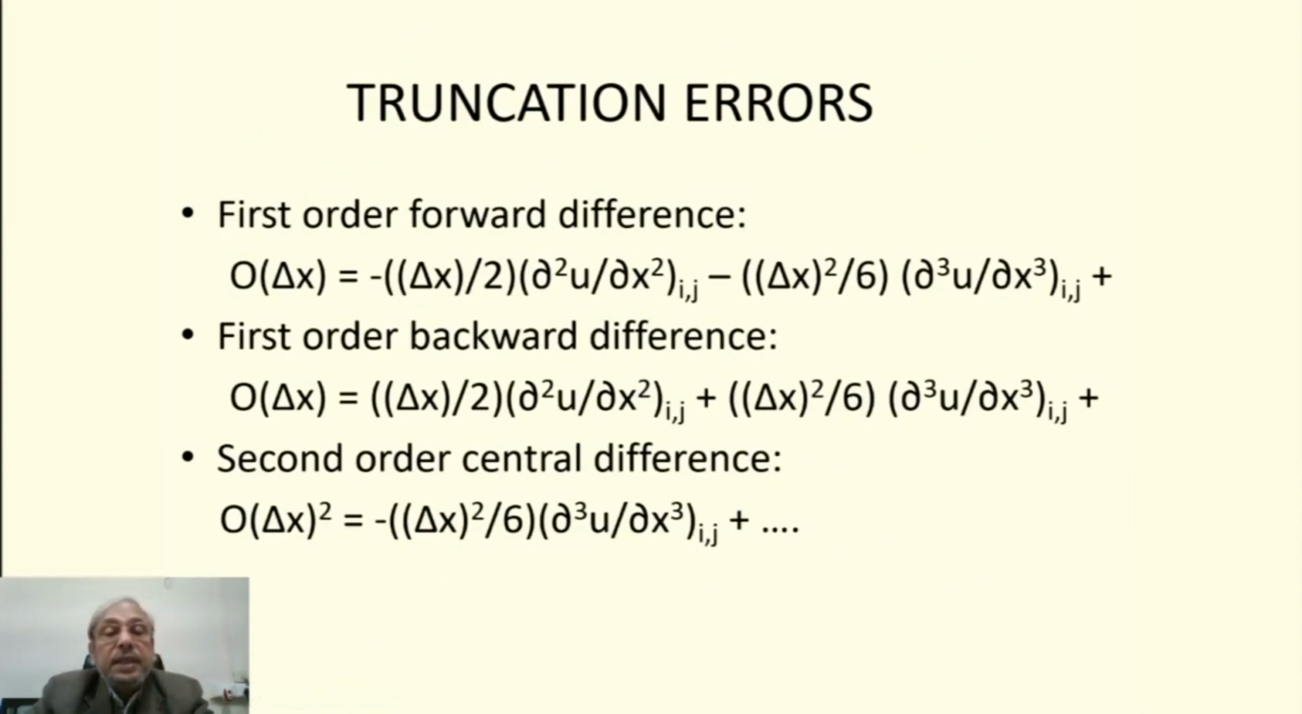So we can see that for the first order forward difference, this is the truncated series, and in the truncated series the highest term is delta x. First order backward difference, this is the truncated series, and here the highest term is delta x. Second order central difference, this is the truncated series, and the highest term is of the order of delta x square. So that is why it is second order accurate, and these are first order accurate.